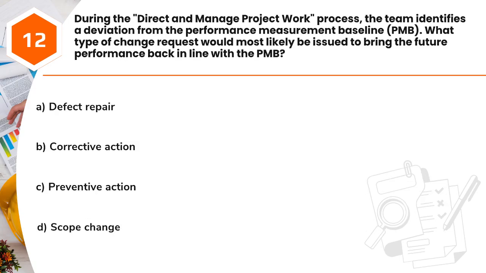Question 12. During the Direct and Manage Project Work process, the team identifies a deviation from the Performance Measurement Baseline, PMB. What type of change request would most likely be issued to bring the future performance back in line with the PMB? A. Defect repair. B. Corrective action. C. Preventive action. D. Scope change.